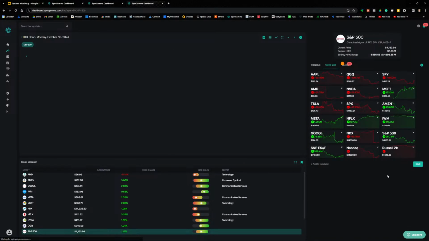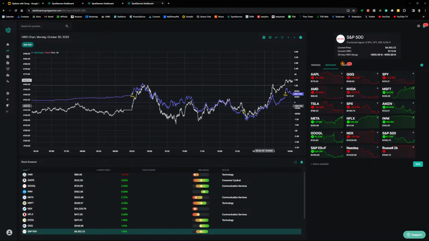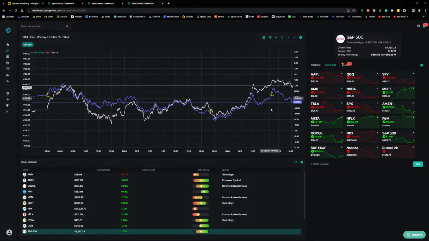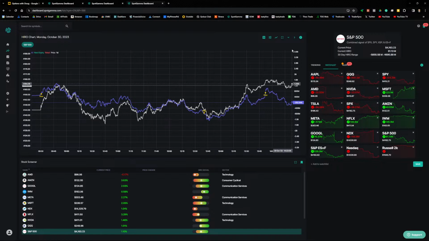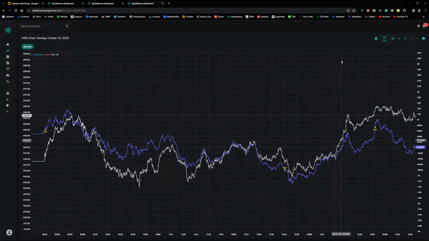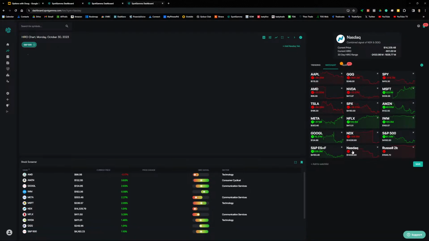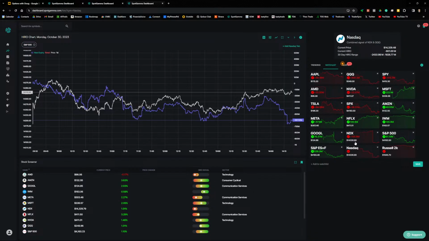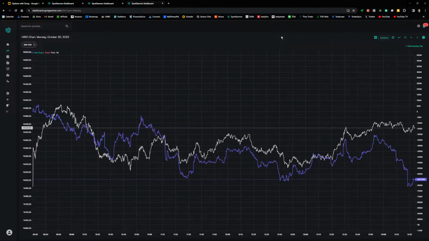Let's go back to the S&P 500. All right, so it may be shifting higher again. Options traders may be starting to take positive delta positions again. Let's take a look at Nasdaq. They were definitely taking negative delta positions starting just before 2 o'clock.